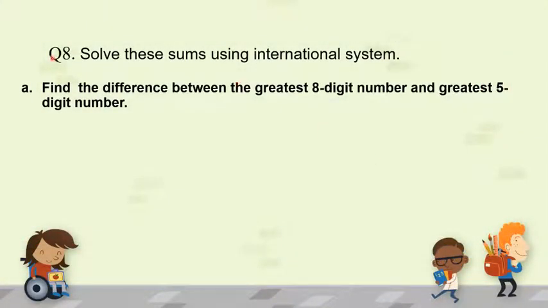You can see here in question number 8, the question is: solve these sums using the international system. Here the first A part is: find the difference between the greatest 8-digit number and the greatest 5-digit number. So we are going to calculate the difference.